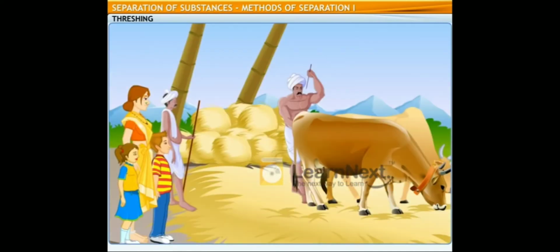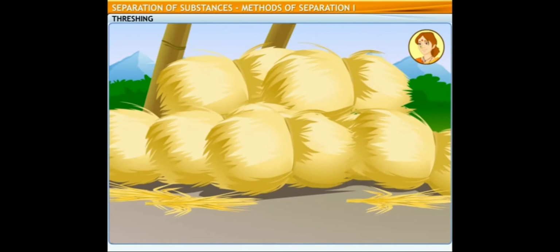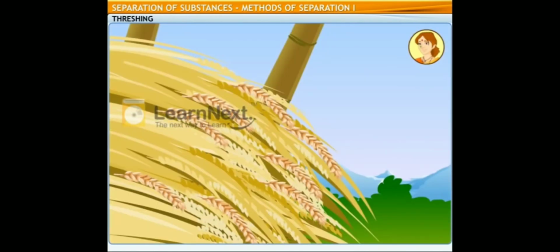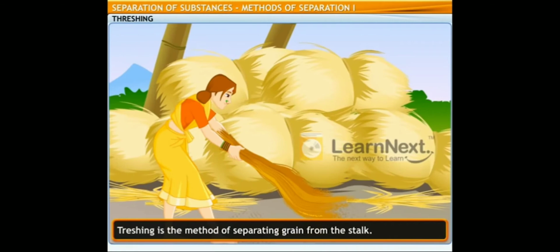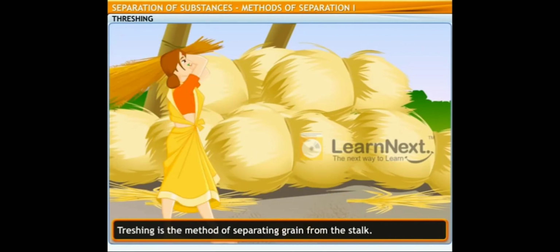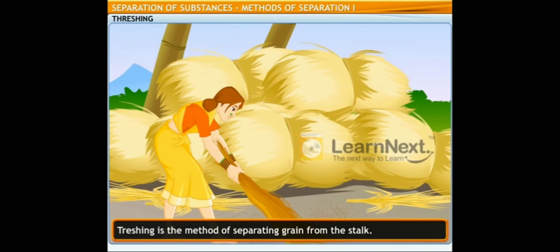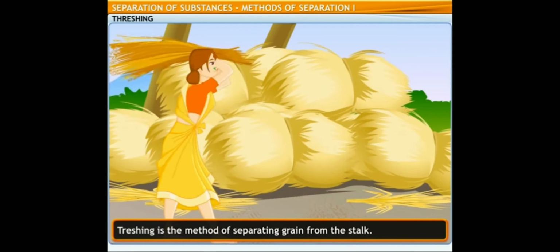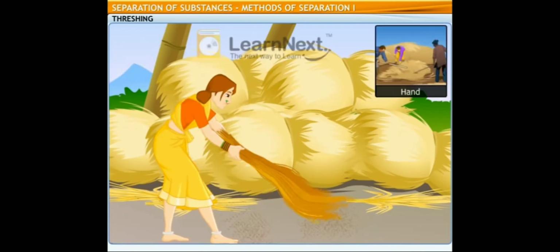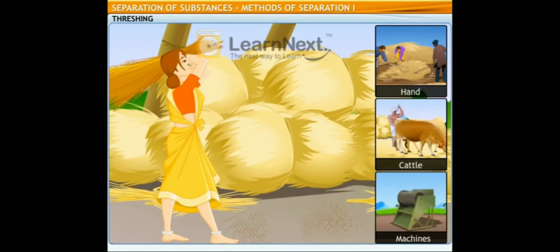Threshing? What's that? Once the wheat has been harvested, the stalks are dried. Then, each grain of wheat has to be separated from the stalks to which it's attached, so that it can be ground into flour. This method of separating the grain from the stalk is called threshing. It's basically the beating of these dry stalks to shake off the dried grains. It can be done by hand, by cattle, or by using machines.